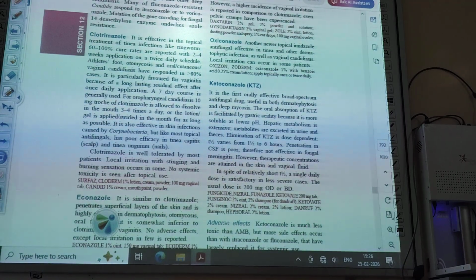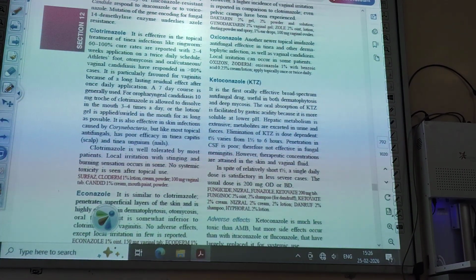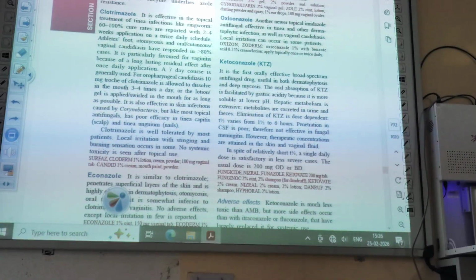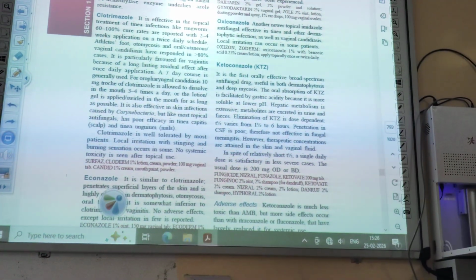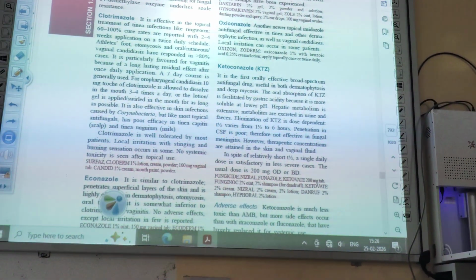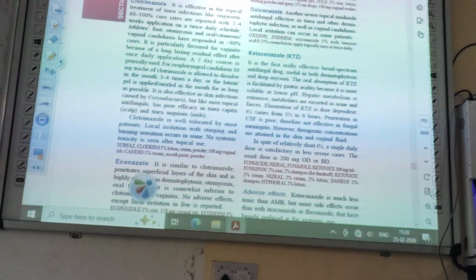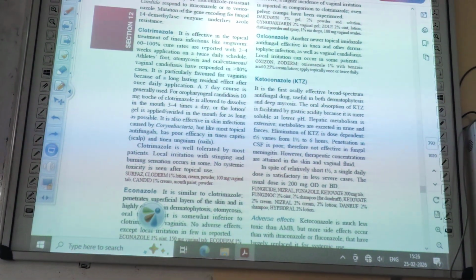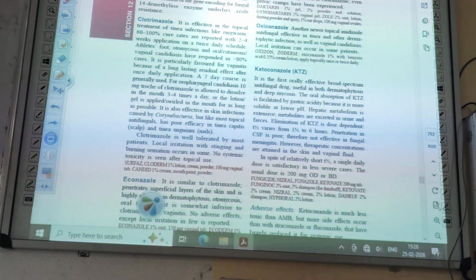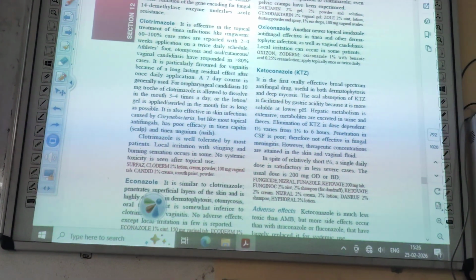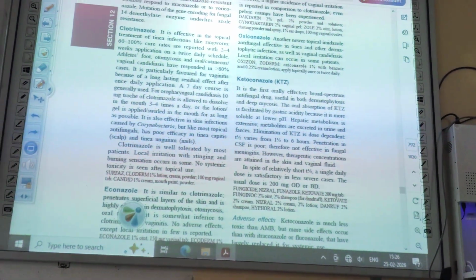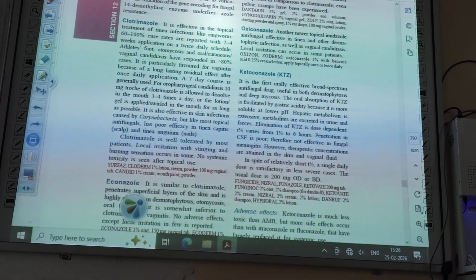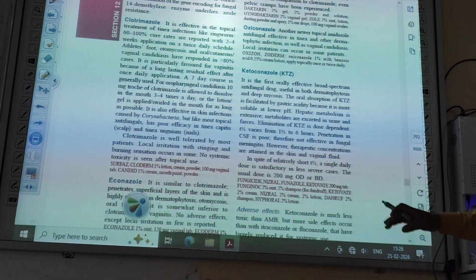In the pharynx and mouth fungal infection, you see white patches, and that is known as oral fungal infection, oropharyngeal candidiasis. 10 mg of clotrimazole is allowed to dissolve in the mouth 3 to 4 times a day, or the lotion gel is applied in the mouth for as long as possible.